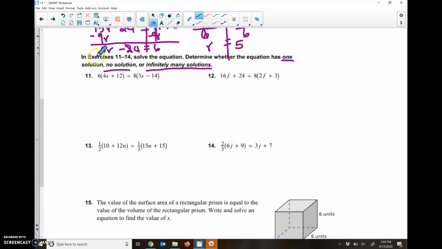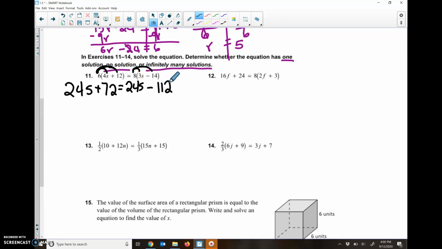All right, so number 11. So first step, I'm going to distribute that 6. So 6 times 4s is 24s. 6 times 12 is 72. 8 times 3s is 24s, and 8 times a negative 14 is a negative 112.